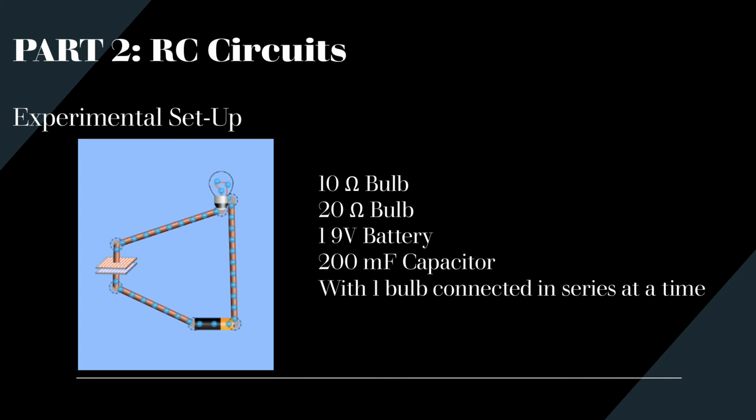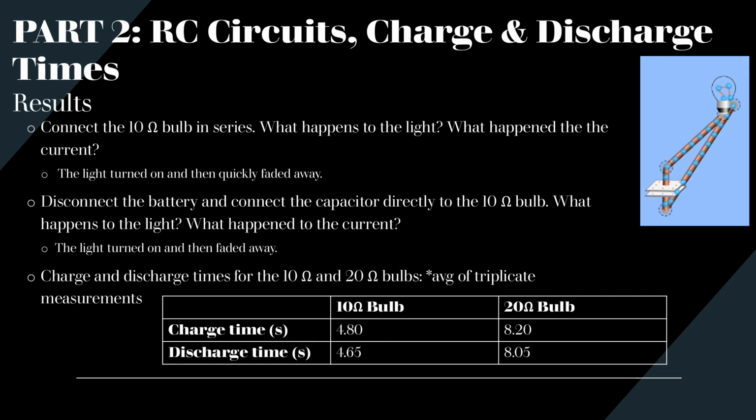For the next part of the experiment, I needed a 10 ohm bulb, a 20 ohm bulb, one 9 volt battery, a 200 millifarad capacitor, and one bulb is connected at a time, as seen to the left. After I connected the 10 ohm bulb in series to the capacitor and the battery, the light quickly turned on and then faded away. Then I disconnected the battery and connected the capacitor to the 10 ohm bulb. Once again, the light turned on and then faded away.